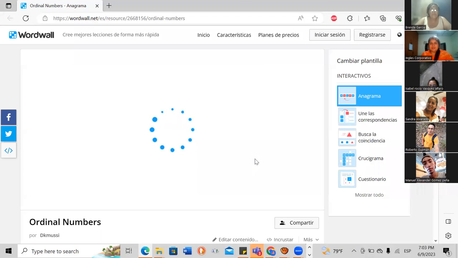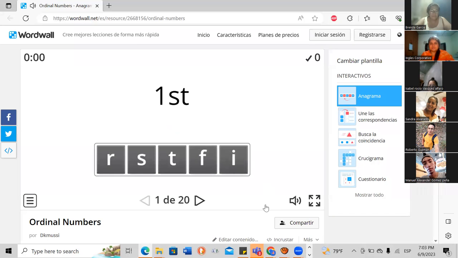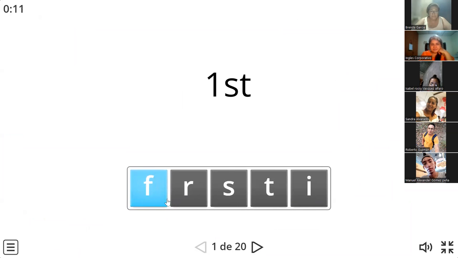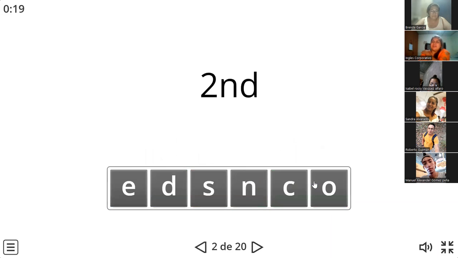We're going to spell the ordinal numbers. First, which letter is the first one? F, I. First. Repeat that, okay? First. Then we have the number 2, that is the second. If that is an ordinal number, that will be second. If that is a cardinal number, it's 2. But that is the ordinal number, second.